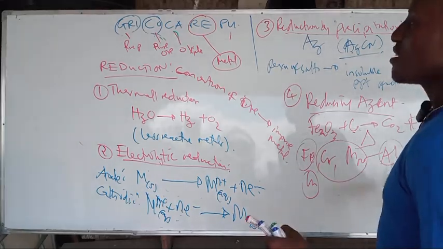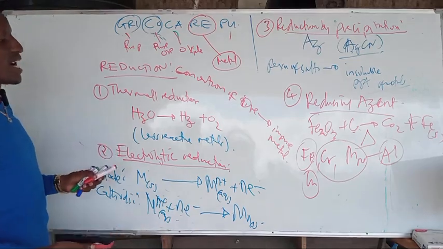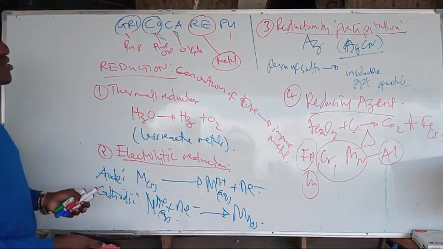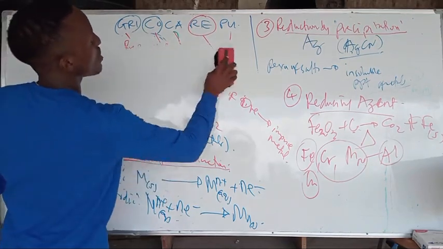So those are the 5 methods of the reduction process. It depends on which metal you are extracting and which type of impurities you are extracting from. Okay, so let's do the last step, which is the purification.